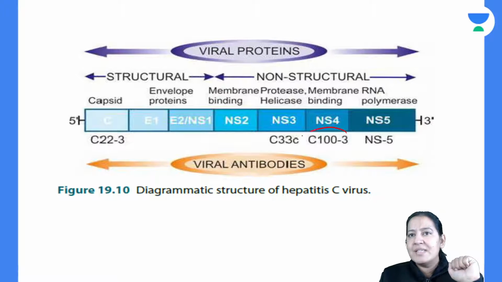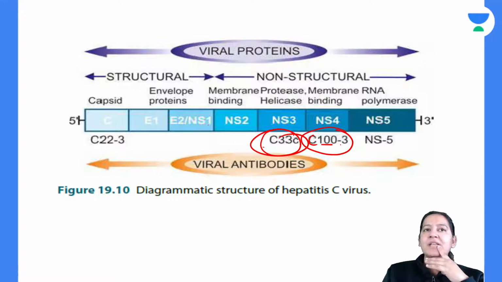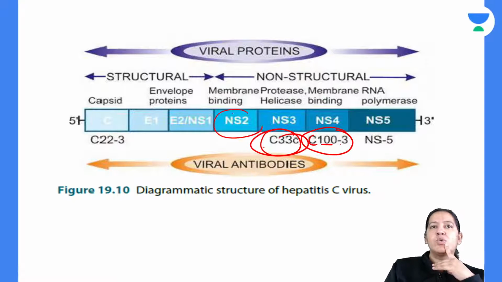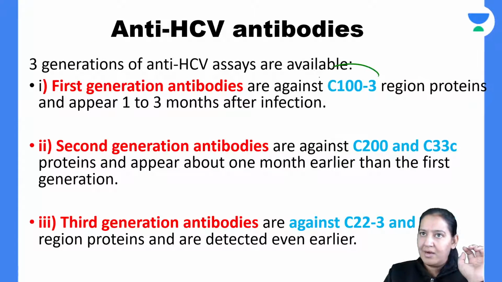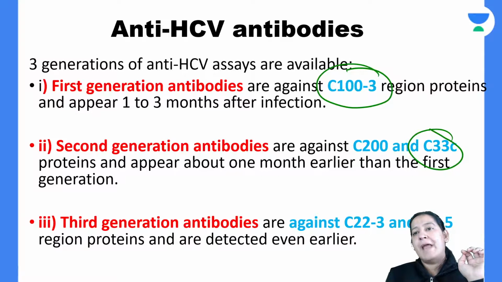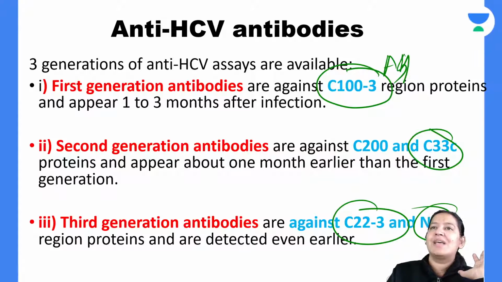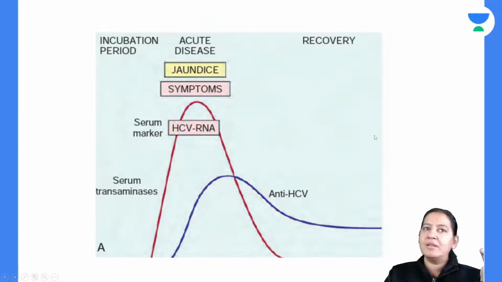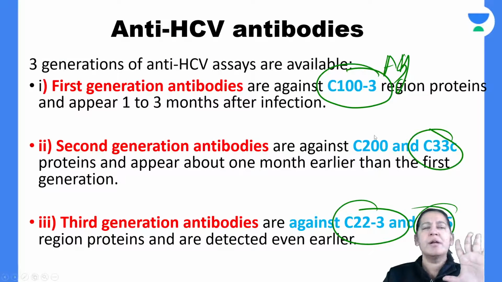Antibodies are formed against the C100, the C100-3 fraction. It is the name of the fraction. Antibodies are formed against C33, and I guess against NS2 and NS1. So there are various antibodies formed against these fractions. You can learn this is 100C, this is C33, and this is NS5 and C22. These are the names of the various antigens against which antibodies are formed. If you want to learn, it is given in Robbins, you can learn this sequence also, but it is not very important.